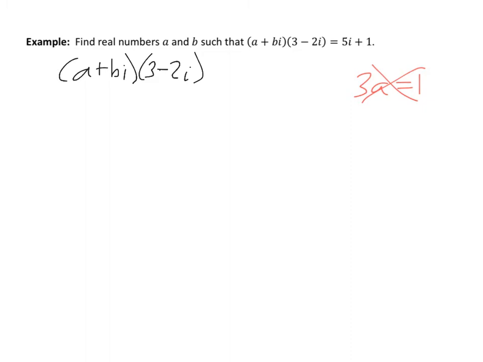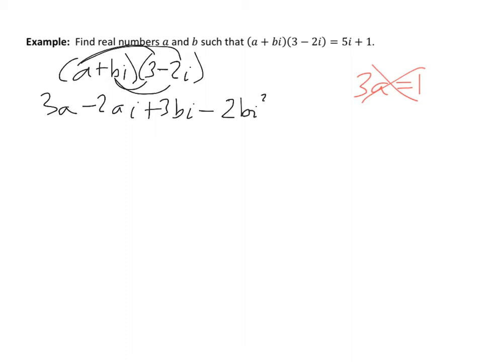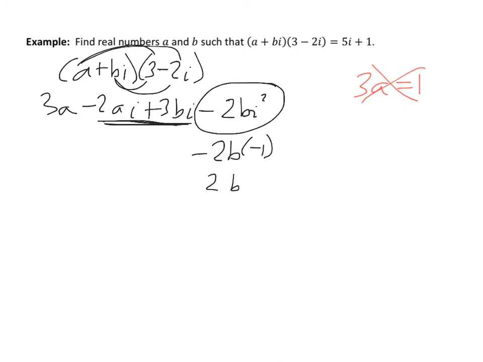So when I expand this, I'm going to get a times 3. So this is 3a minus 2ai plus 3bi minus 2bi squared. Whew, okay. So these things here are clearly imaginary parts. This thing at the end, we're going to remember, is going to become negative 2b times negative 1. So this is plus 2b. So here I effectively have 3a minus 2ai plus 3bi plus that.